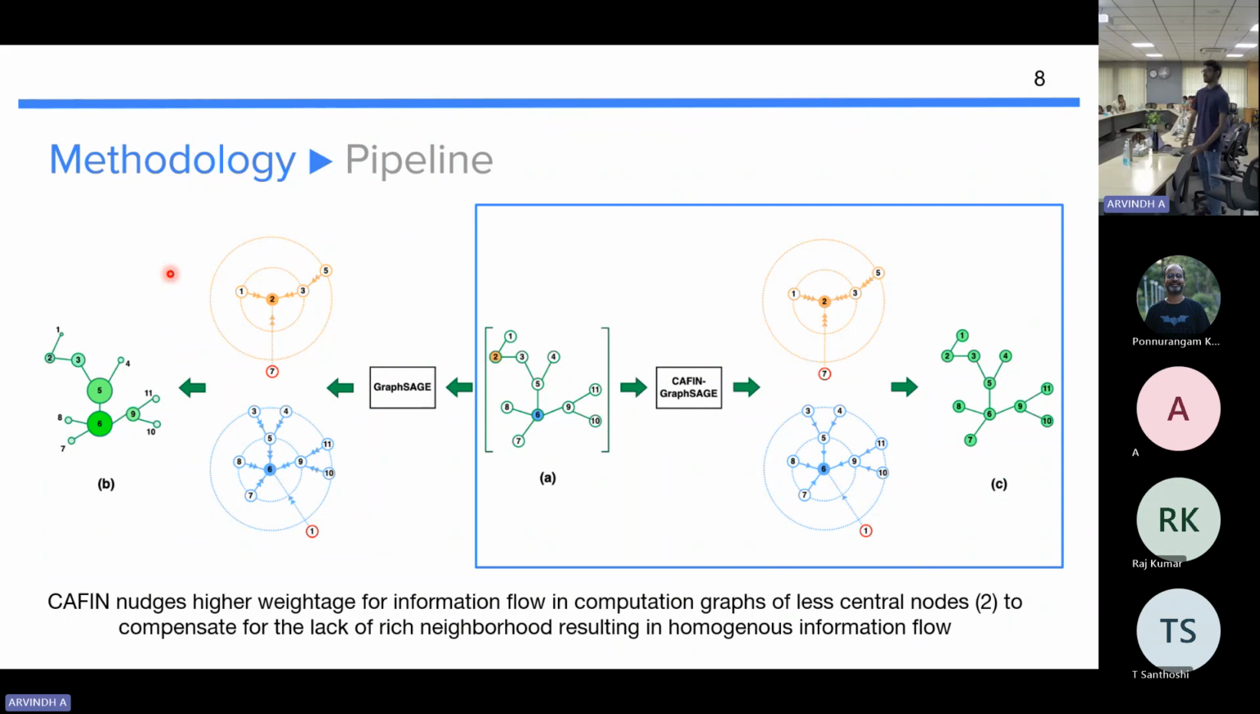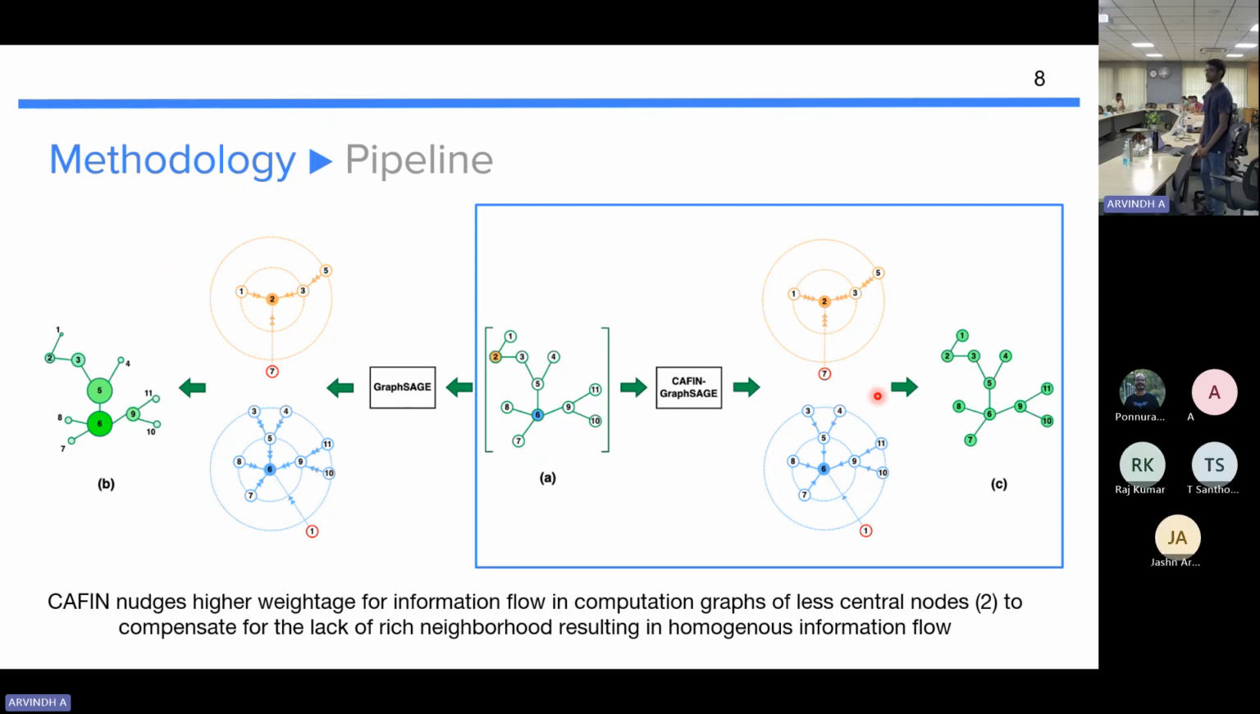What CAFIN superficially does is it prioritizes information flow in smaller combination graphs when compared to larger combination graphs. So the arrows that you see there, you see three arrows in node 2's combination graph and one arrow in node 6, which means that the information flowing through the combination graph of node 2 is prioritized more than what is flowing through node 6. This is in the hopes that the final representations that you get are equally rich. And this is also observed in the downstream accuracy as well.